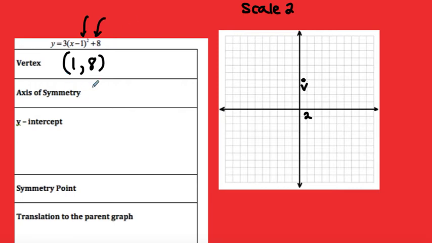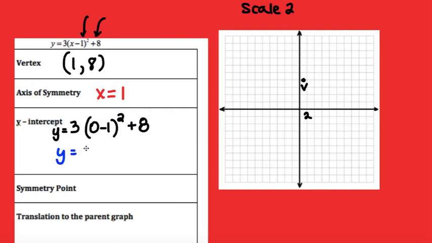The axis of symmetry then would be a vertical line going through that point, so x equals 1. To find the y-intercept, I'm going to set x equal to 0 and solve for y. So y equals 3 times (0 minus 1) squared, don't forget the squared, plus 8. All right, so then y equals 3 times 1, negative 1 squared is 1, plus 8. And I get y equals 3 plus 8, which is 11. I write it as a coordinate point, so (0, 11).